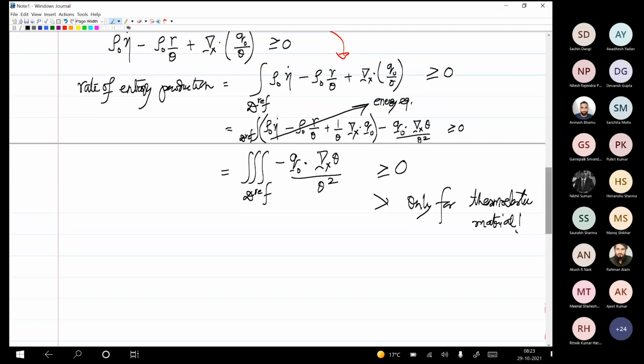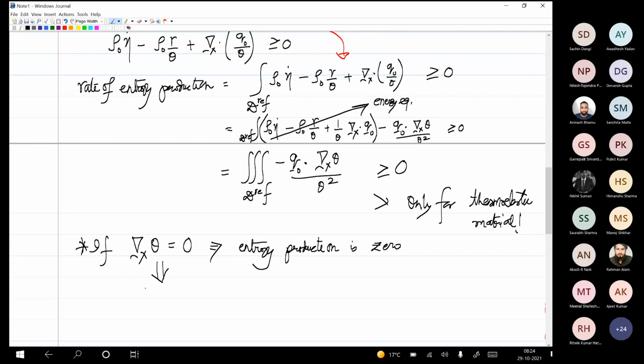And from here, you see that if the motion is such that the Lagrangian gradient of theta is 0, that means you have uniform temperature in the body, then this entropy production is 0, isn't it? One also says that if grad theta is 0, then the body is in thermodynamic equilibrium.